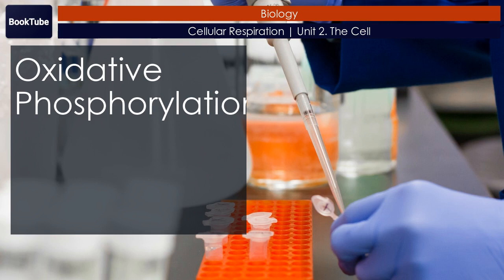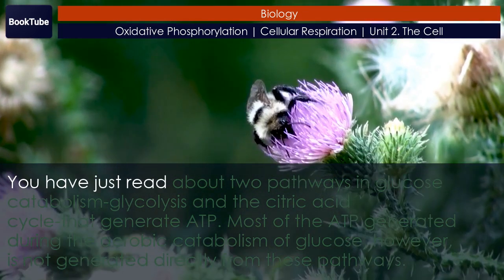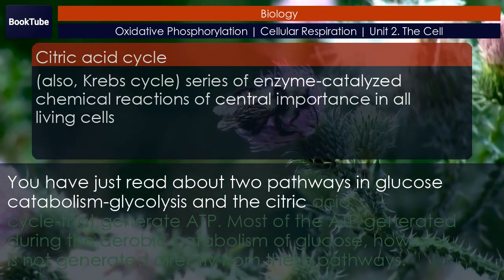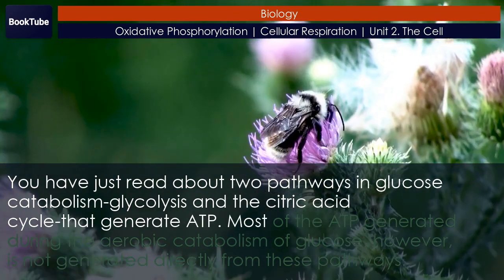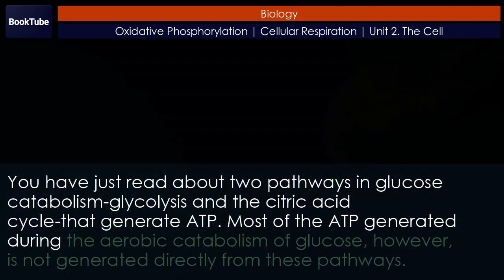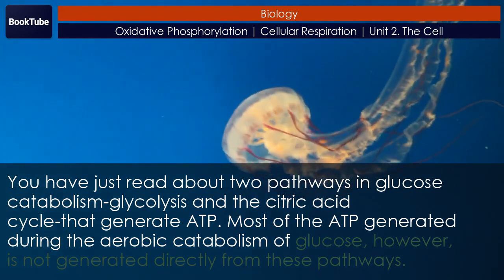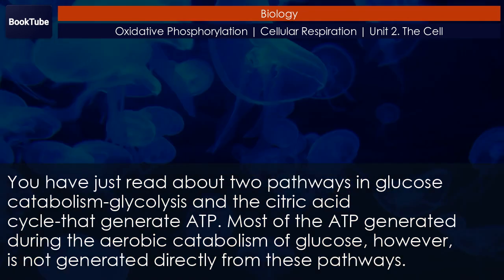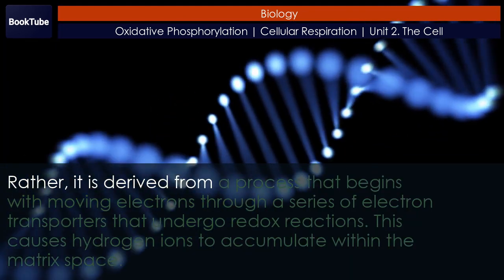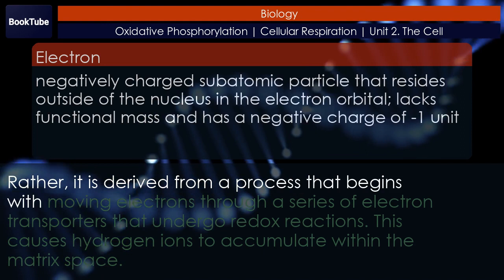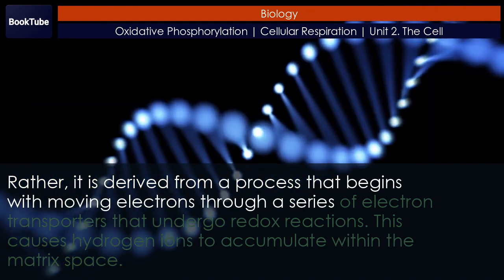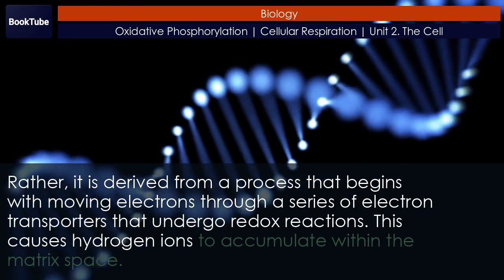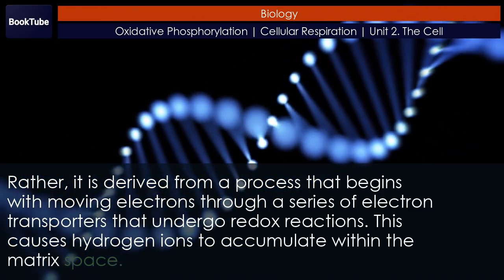Oxidative phosphorylation. You have just read about two pathways in glucose catabolism, glycolysis and the citric acid cycle, that generate ATP. Most of the ATP generated during the aerobic catabolism of glucose, however, is not generated directly from these pathways. Rather, it is derived from a process that begins with moving electrons through a series of electron transporters that undergo redox reactions. This causes hydrogen ions to accumulate within the matrix space.